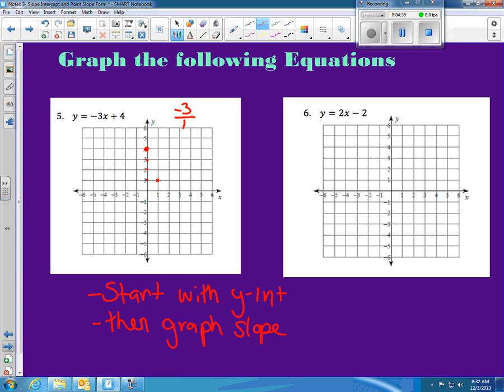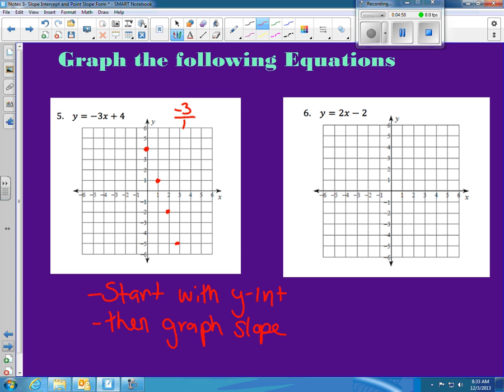So I'm going to go to the right. So there's my point. Let me erase those little extra marks for you. Okay, now I'm going to ask you to graph as many points as possible on your graph. I'm going to go down another 3, 1, 2, 3, and over another 1. Then we're going to go down another 3, 1, 2, 3, and over another 1.